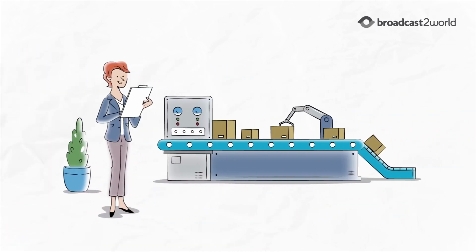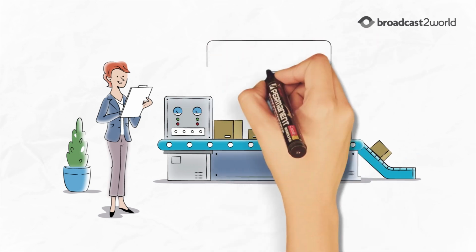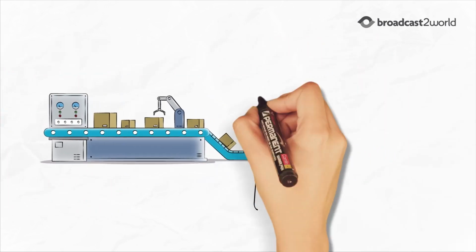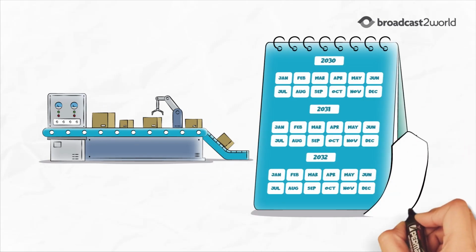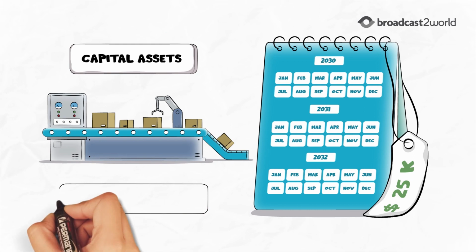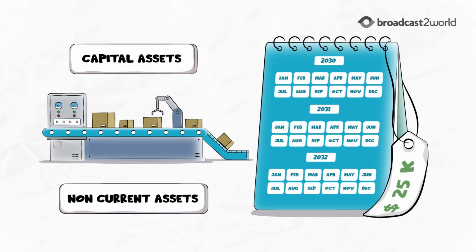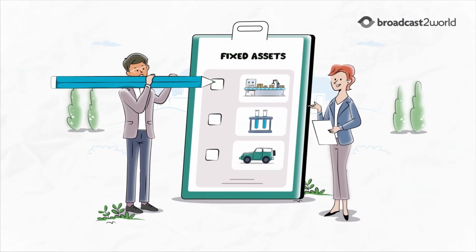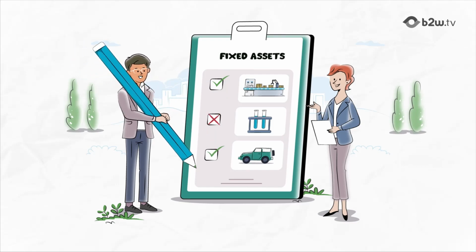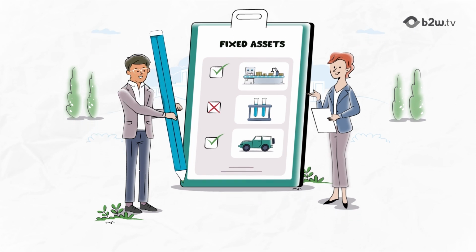For example, UT buys a piece of equipment called the Widget Sorter 3000. This equipment is a fixed asset because it will be used for more than 1 year and costs $25,000. Fixed assets are also called capital assets or non-current assets. Budget managers need to understand fixed assets so that they can update accounting if these assets are still in use or have been disposed of.